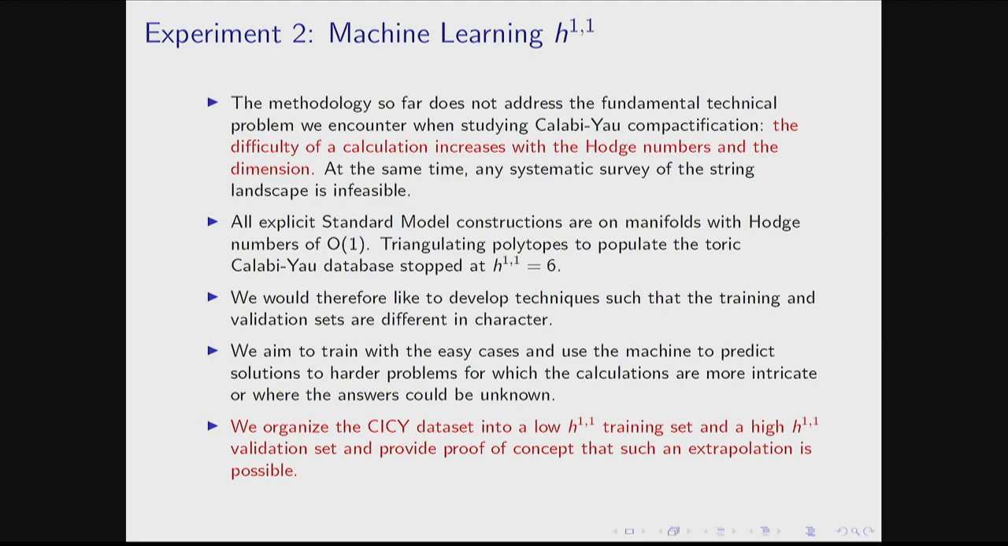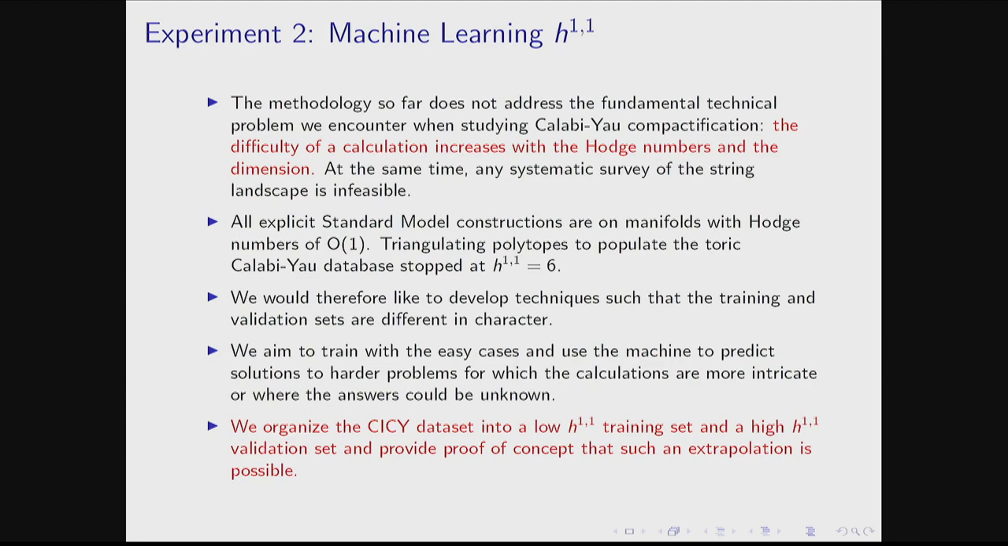And this is one of the reasons why most explicit string-derived standard model computations are on manifolds with Hodge numbers of order 1. Even triangulating polytopes to populate the toric Calabi-Yau database had to stop at H11 equals 6. So it would be in our own interest to develop techniques where the training and the data sets are different in character. One of the nice things to be able to do would be to train with the easy cases and predict the harder ones, for which a paper calculation might be much more intricate, and the answers might actually be unknown.